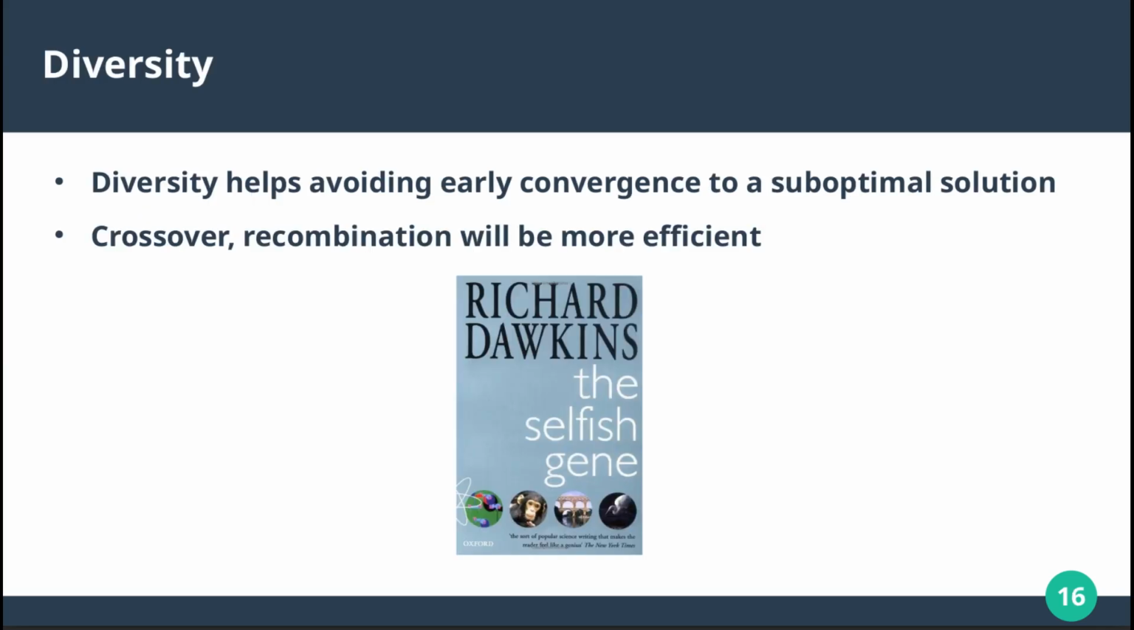They are responsible for creating diversity, but you also need to have ways of maintaining diversity. And for that we have a couple more things happening in the training loop.